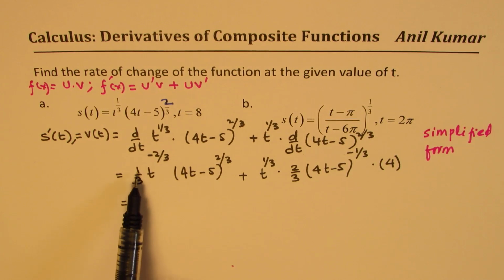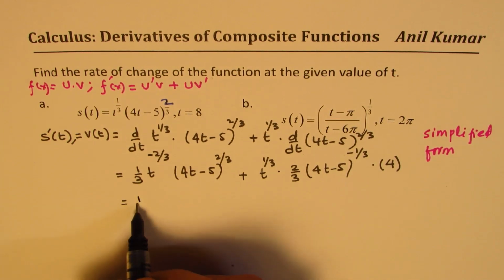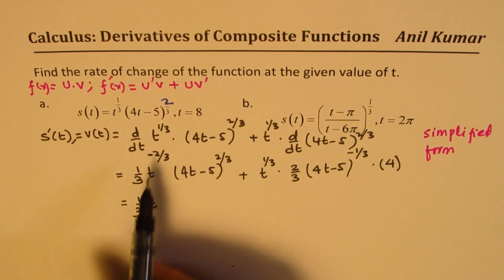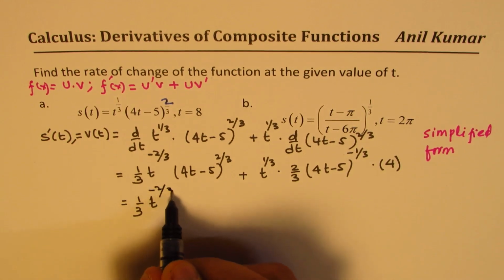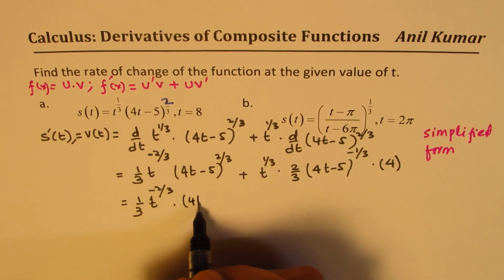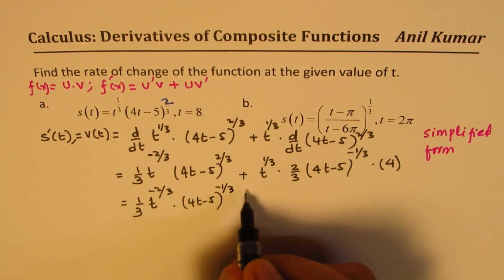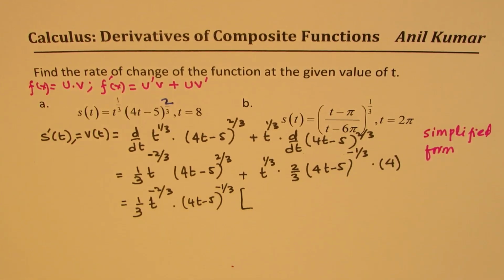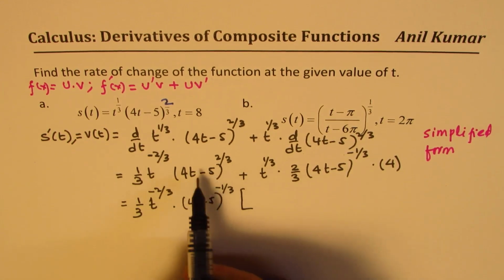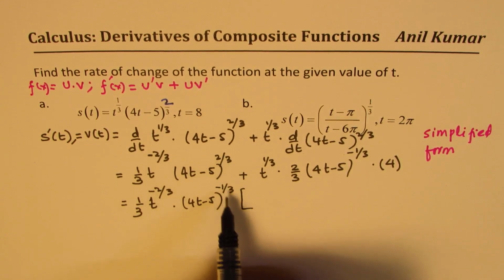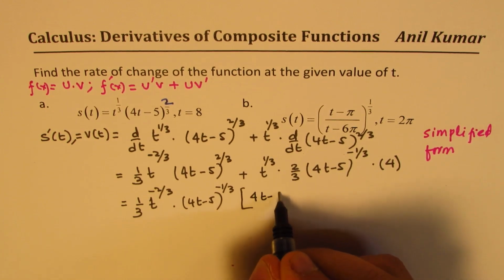Now, from here, what can you take common? We can take 1 over 3 common, right? So that is one thing. As far as the t power is concerned, minus 2 over 3 is common. And as far as 4t minus 5 is concerned, this is lower, minus 1 over 3. So take them all common. Now what is left here? That plus this, which gives you 4t minus 5.